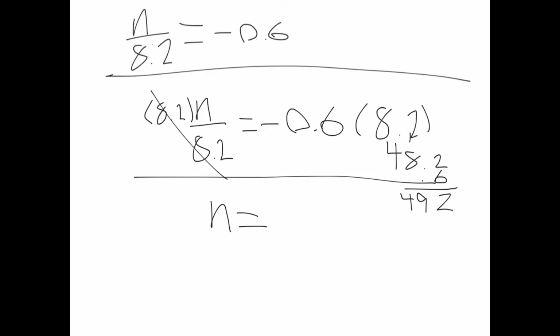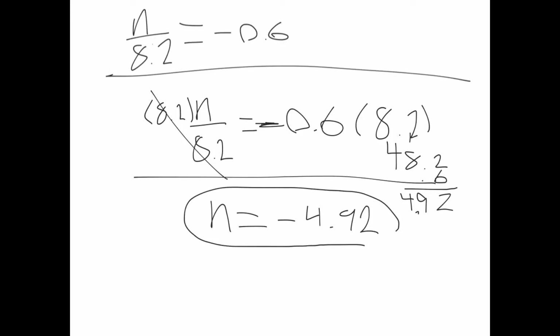And then I count how many decimal spots that is, so it's 2 places, and then this was negative, so my answer is negative, so my answer would be negative 4.92, n equals negative 4.92.